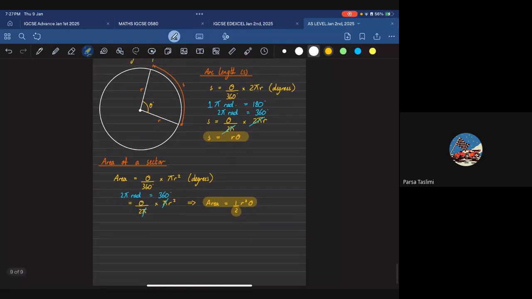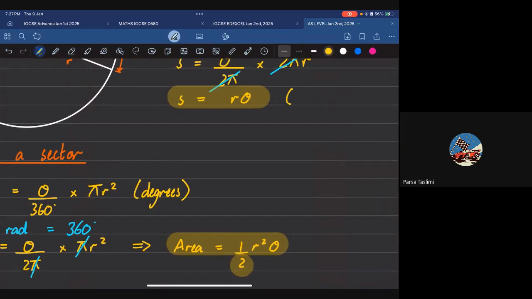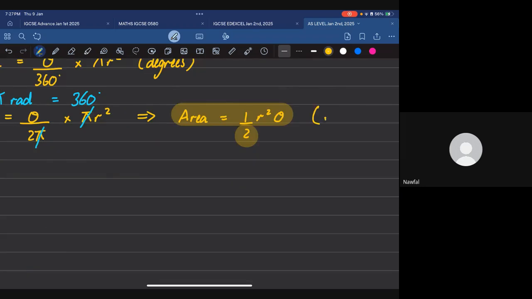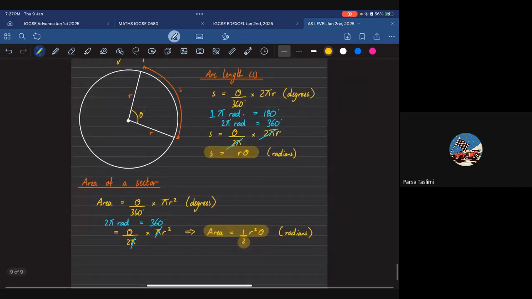This is also in radians, and this is, wait. Assalamu alaikum Nofal, how are you? Walaikum salam, I'm good. So this is in radians, and this is going to be in radians as well. Clear? Yeah. All right.